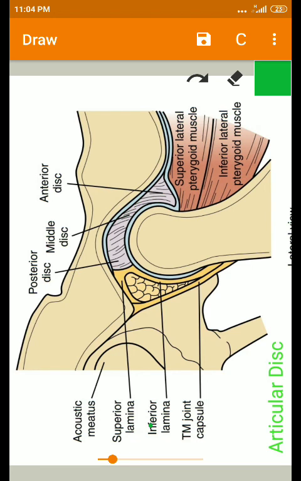Now coming to the inferior lamina, what is the function we will see. First, the attachment. The inferior lamina is attached to the neck of the mandible. It is attached to the neck of the mandibular condyle, which is inelastic, and this inferior lamina acts as a tether.